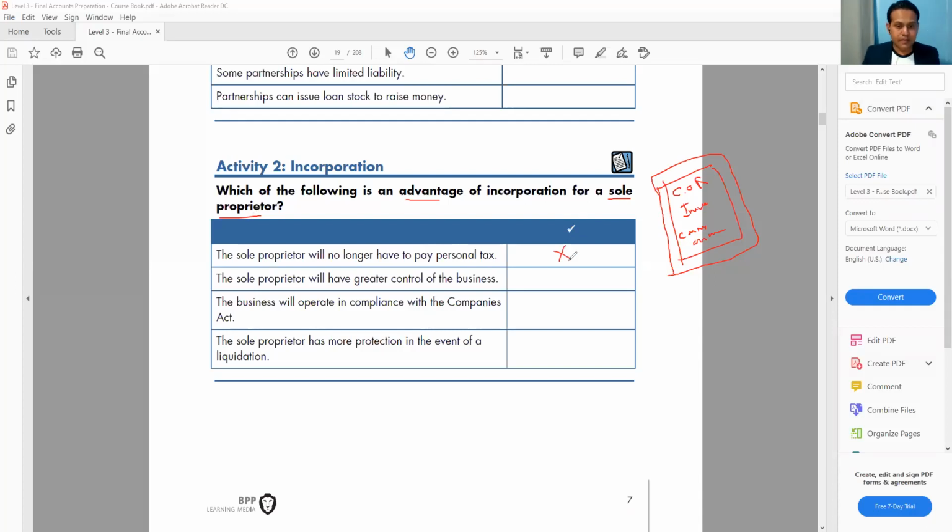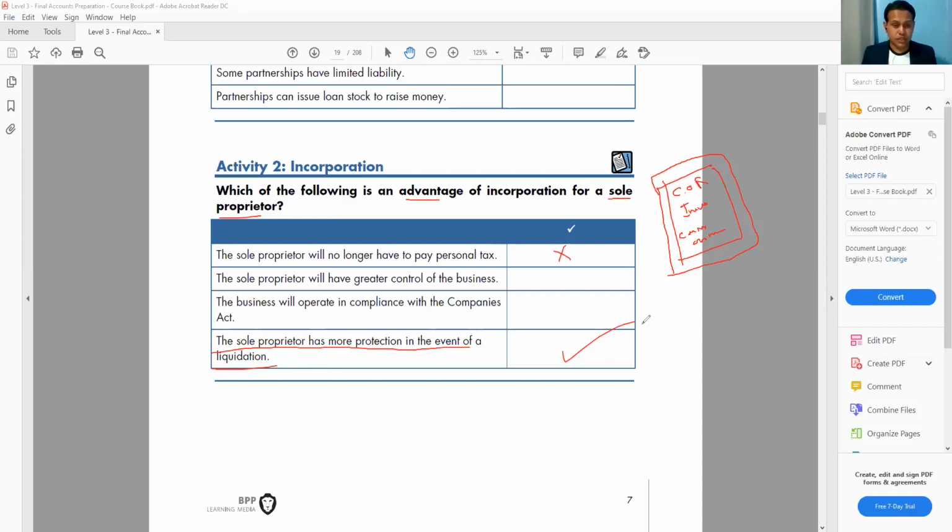The sole proprietor will have greater control of the business. Obviously, this is true, but in the company, you have to look for something that is more of an advantage. The business will operate in compliance with the Companies Act. Okay, the sole proprietor has more protection in the event of liquidation. So this is the one we're looking for. Even though we have some advantages in the others, this is the biggest advantage we have.